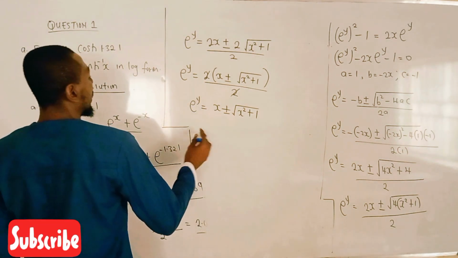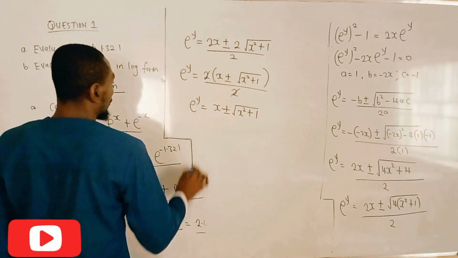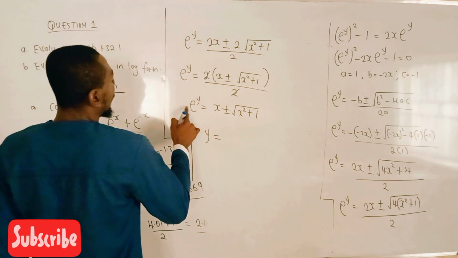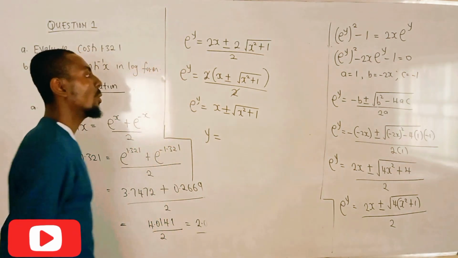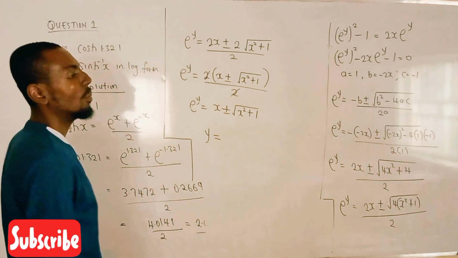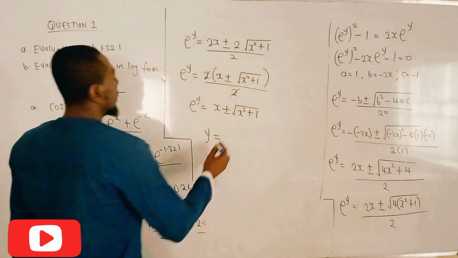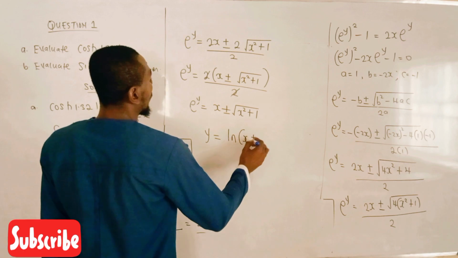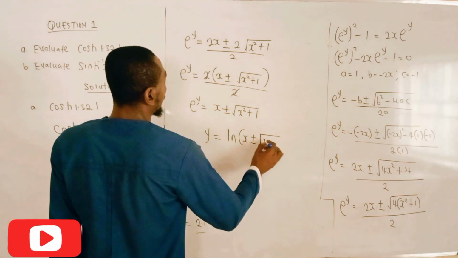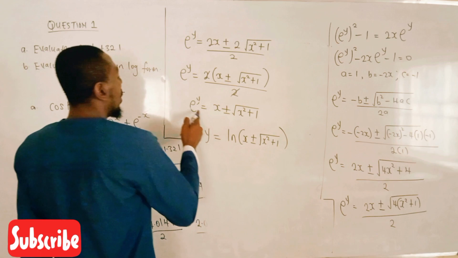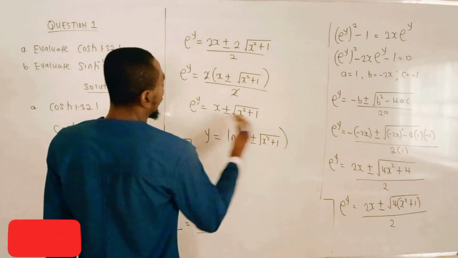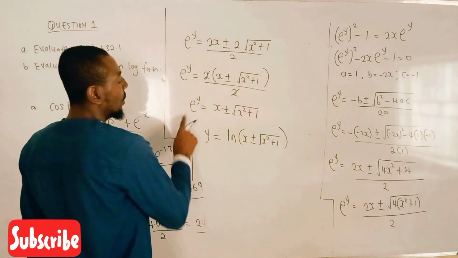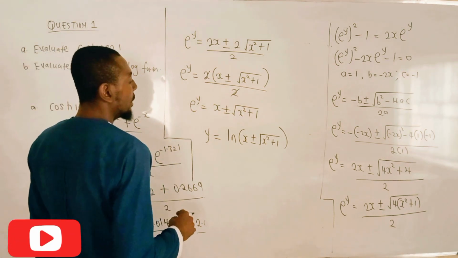Then to find y, okay? To find y alone, y is simply equal to, we remove the e now. We are going to take the natural logarithm on both sides, and of course that's ln of x plus or minus the square root of x squared plus 1. That's all. On introducing ln on the right hand side, you eliminate the exponential term. Okay, it eliminates the exponential term.